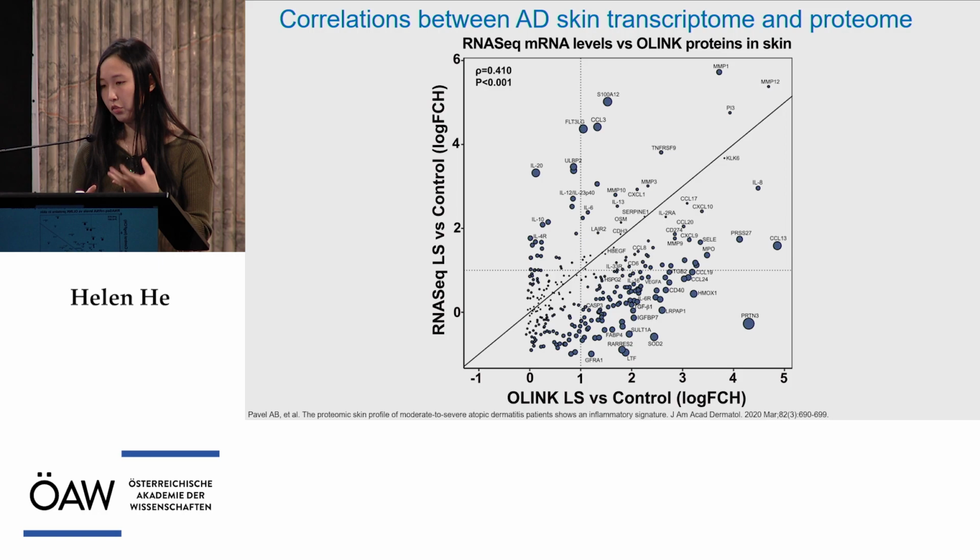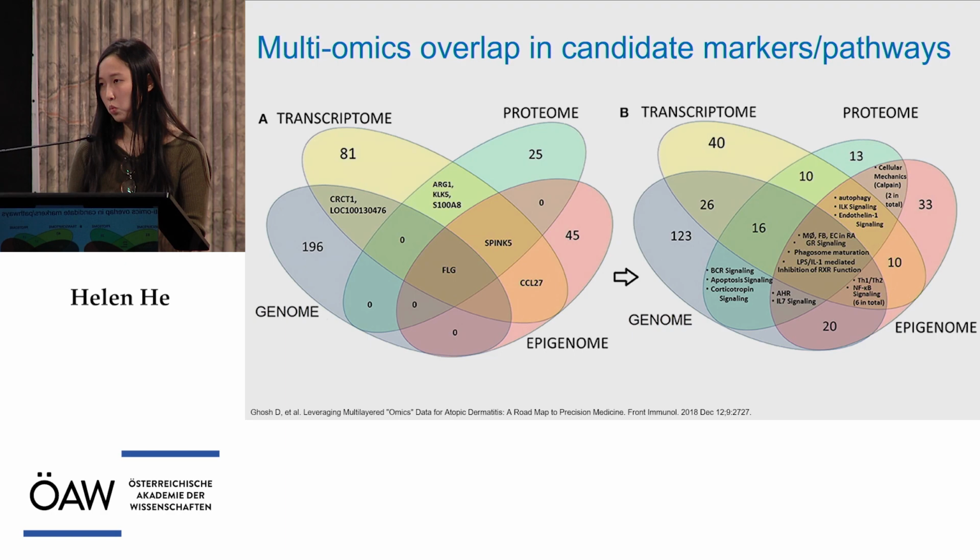And then here, this was a multi-omic overlap analysis that took publicly available databases, taking genomic, epigenomic, transcriptomic, and proteomic data. And the authors here reported many biomarkers and pathways that showed overlap across these different omics levels, including, most notably, filaggrin, which was associated with AD across all four omics layers.